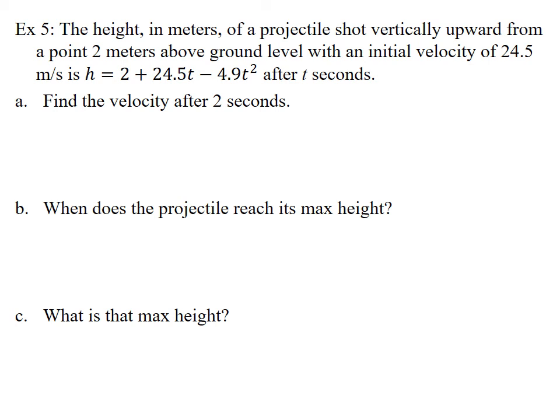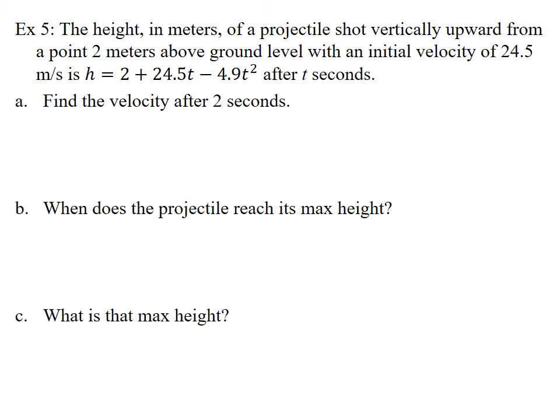So A through C says to find the height in meters of a projectile shot vertically upward from a point 2 meters above ground level with an initial velocity of 24.5 meters per second, that is defined as h equals 2 plus 24.5t minus 4.9t squared. So just a couple of things to kind of get you used to doing word problems. Part A says find the velocity after 2 seconds.